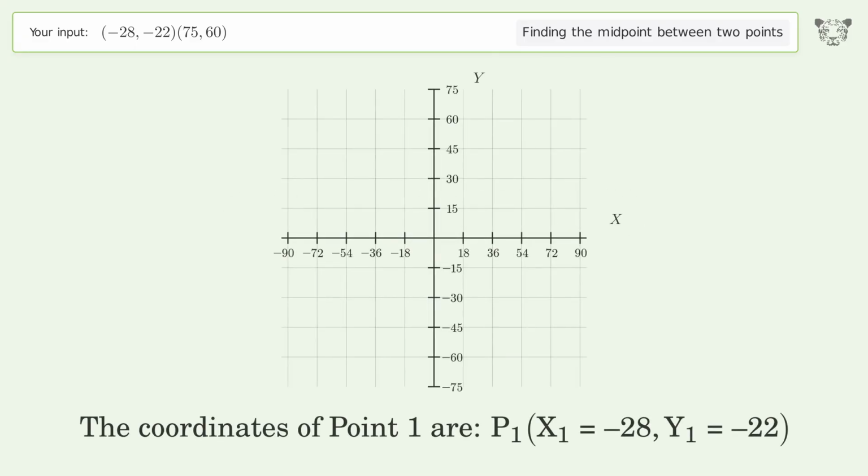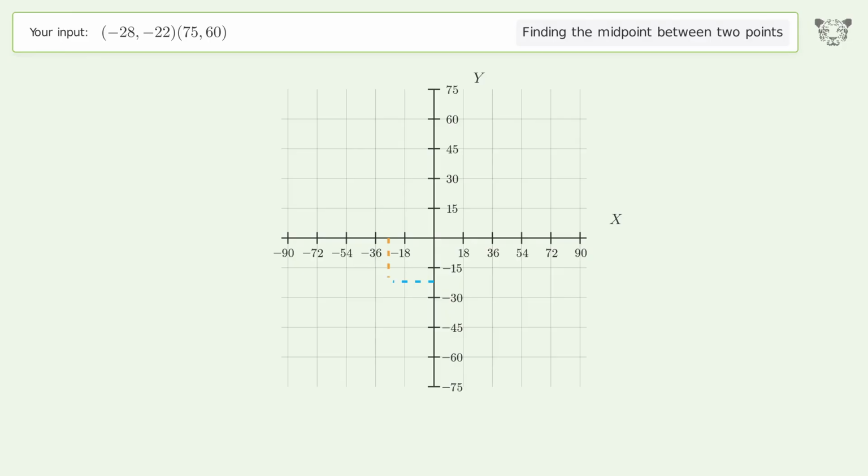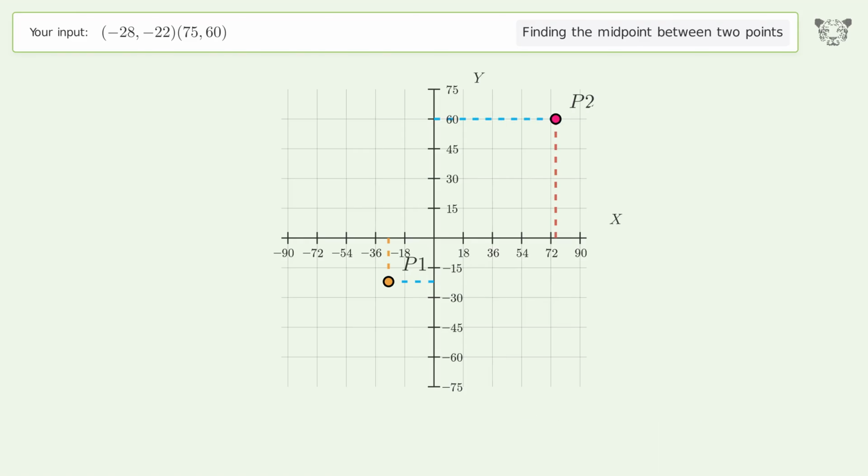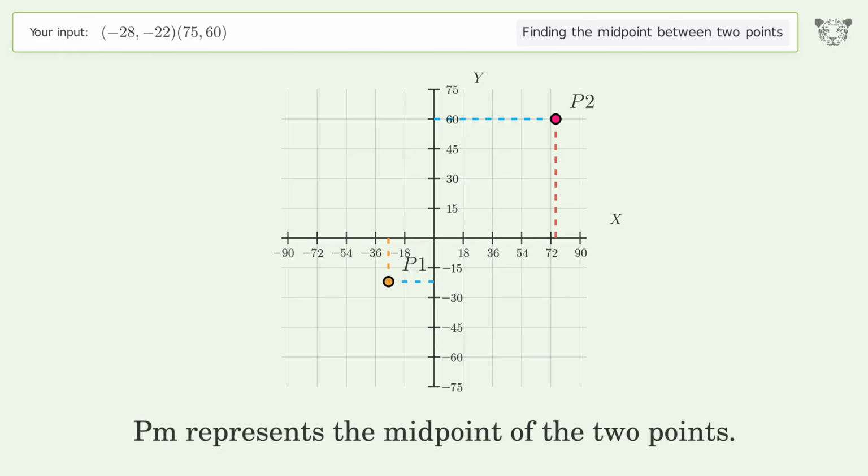The coordinates of point 1 are x1 equals -28, y1 equals -22. The coordinates of point 2 are x2 equals 75, y2 equals 60. PM represents the midpoint of the 2 points.